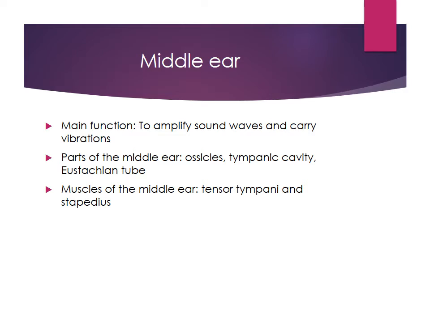The anatomical parts of the middle ear include the auditory ossicles, the tympanic cavity, and the eustachian tube. Another part of the sound vibration and amplification of the middle ear are the muscles of the middle ear, which include the tensor tympani and the stapedius muscle.